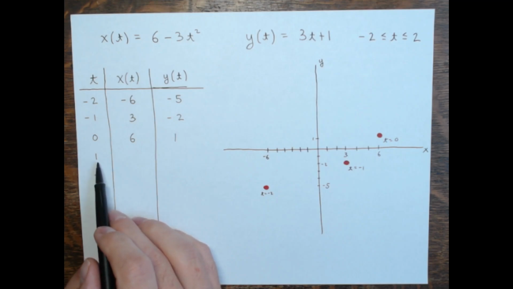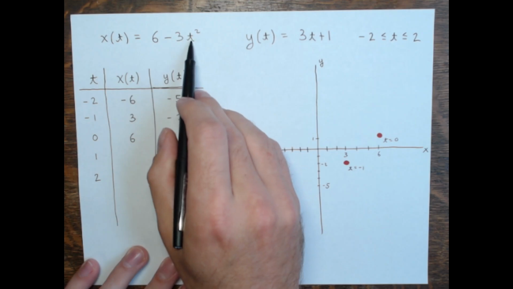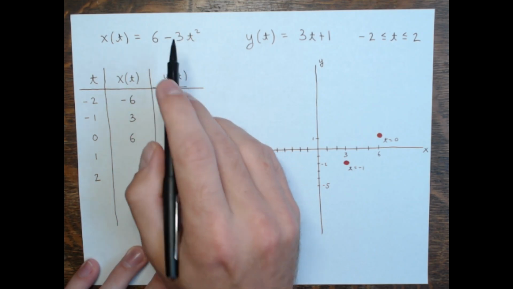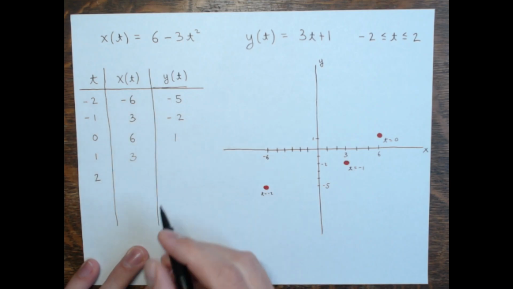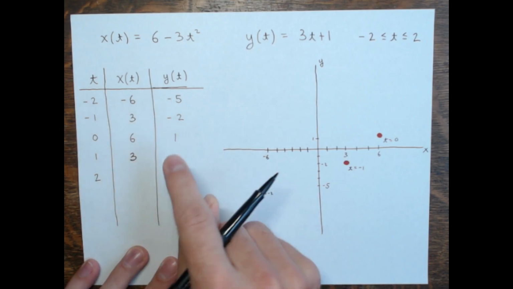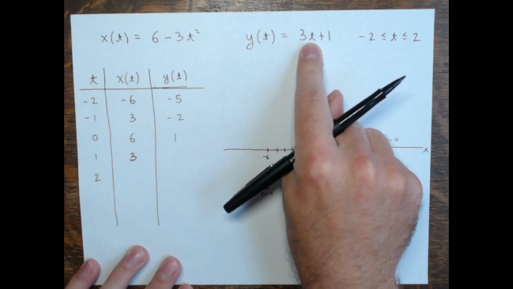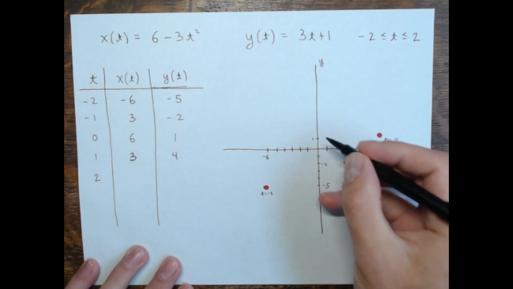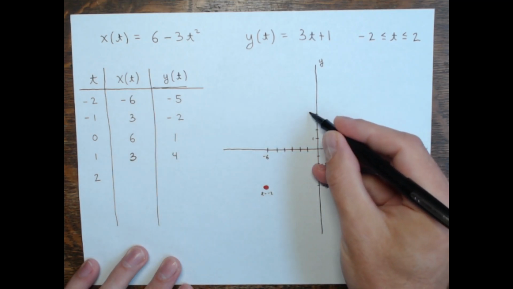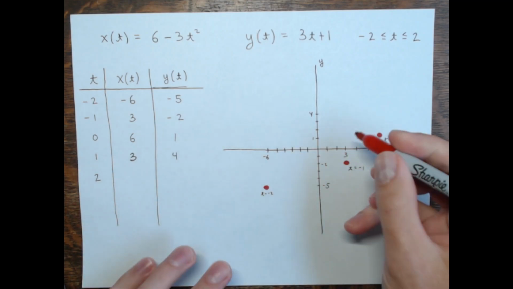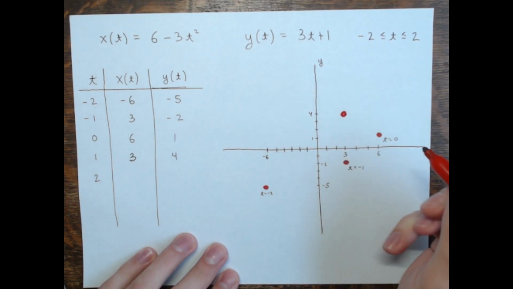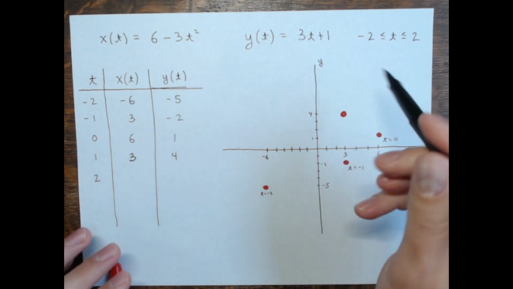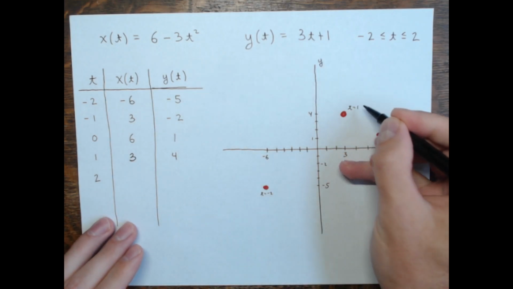When t is 1, 1 squared is 1, 3 times 1 is 3, 6 minus 3 is 3 again, right? So we're back to the x-coordinate of 3. But the y-coordinate, 3 times 1 is 3, plus 1 is 4. So we're at the point 3, 4: 3 for x, 4 for y. And that is when t equals 1.